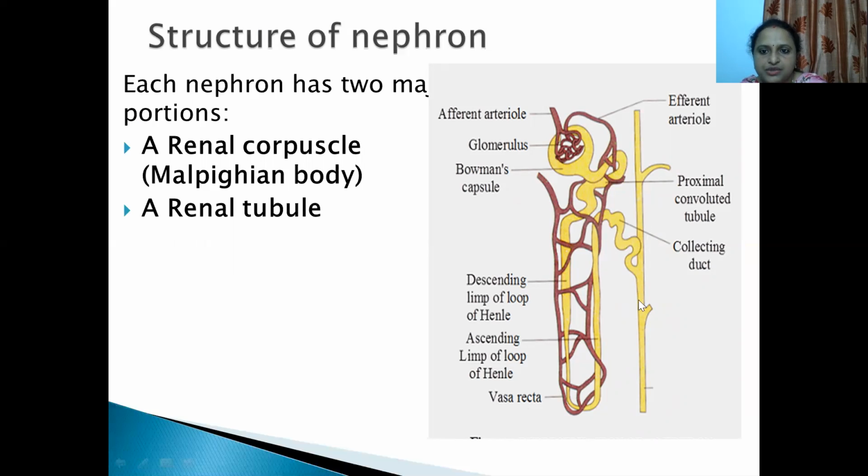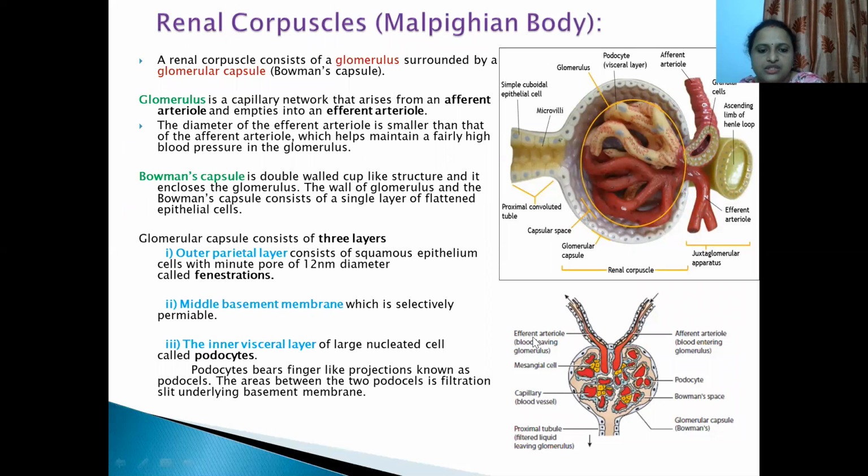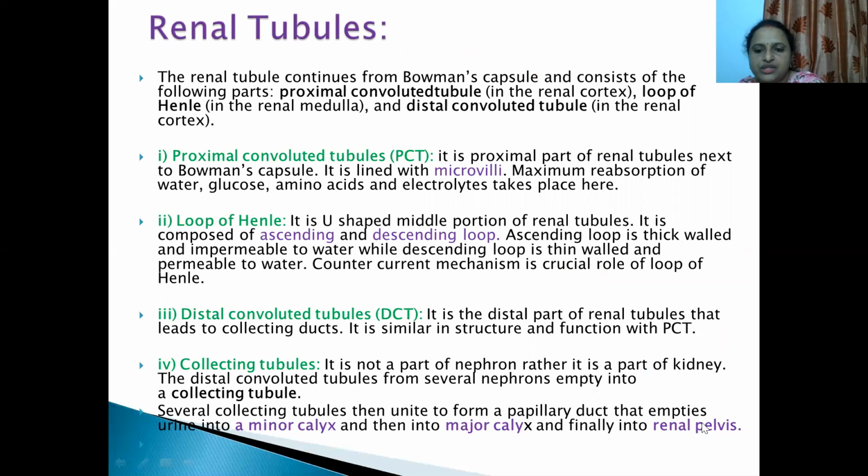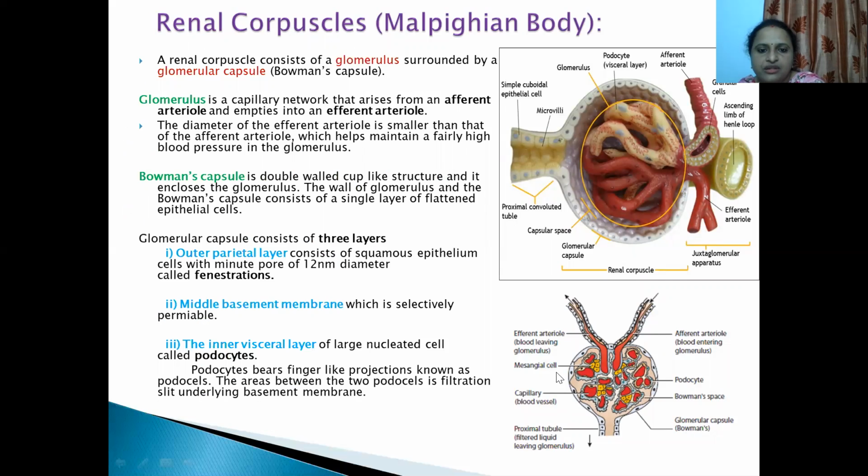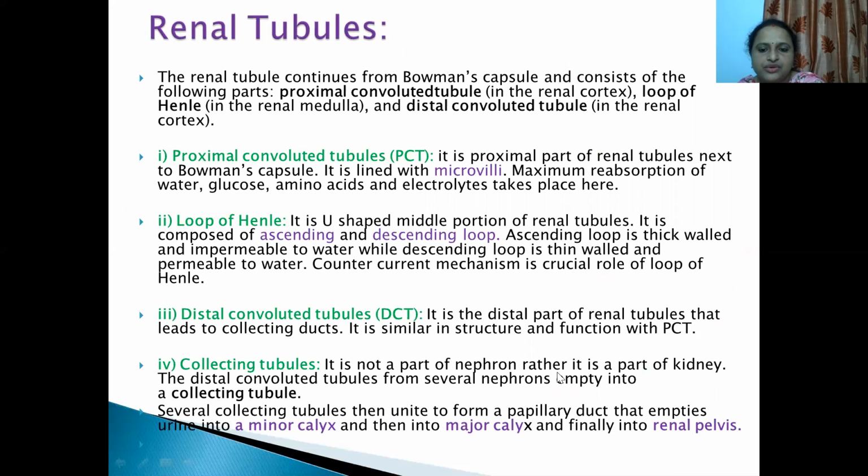And this collecting tubule collects urine from many nephrons, and finally it opens into the minor calyx. From the minor calyx to the major calyx, and finally into the renal pelvis, and from the renal pelvis the urine goes out through the ureter. So this is about the nephron. In the next session we will see how the urine is formed.